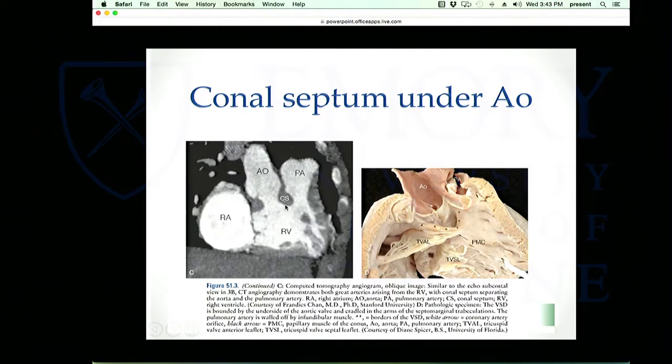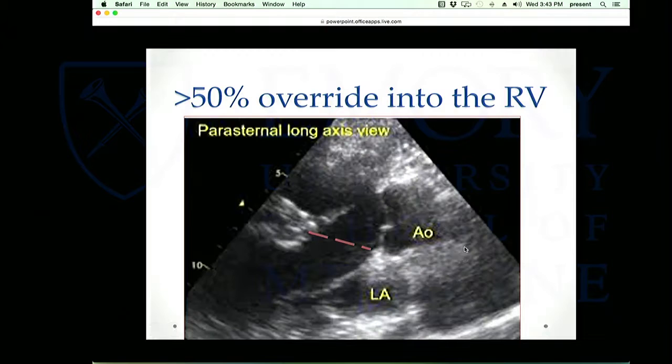And then on CT, you can kind of see it here. You just see that there's like a big chunk of muscle. Normally this conal septum is underneath the pulmonary valve, but in double outlet right ventricle, it's underneath both. And this is just a pathology specimen kind of showing that conal truncus, or the conal septum right there.